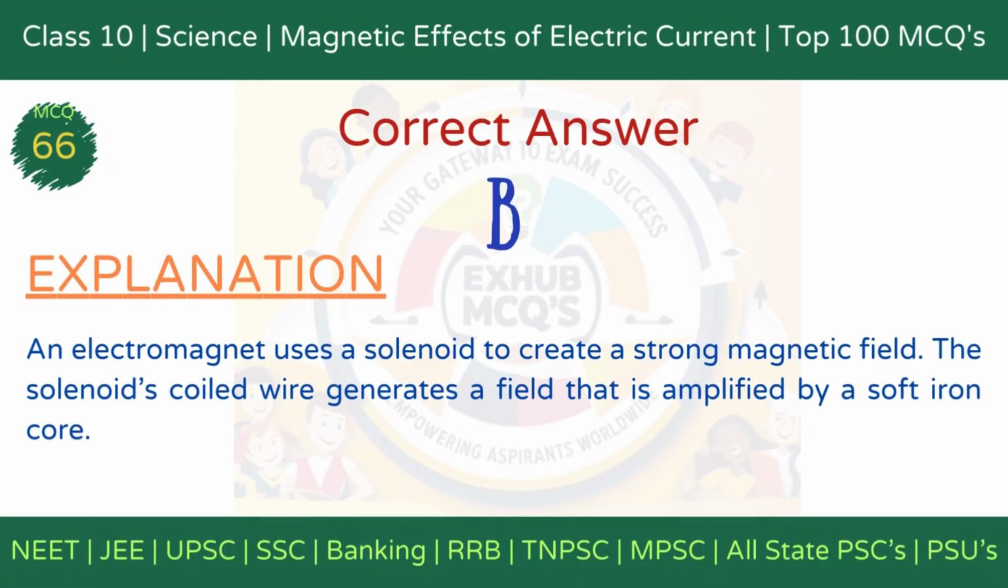The correct answer is option B, electromagnet. Explanation. An electromagnet uses a solenoid to create a strong magnetic field. The solenoid's coiled wire generates a field that is amplified by a soft iron core.